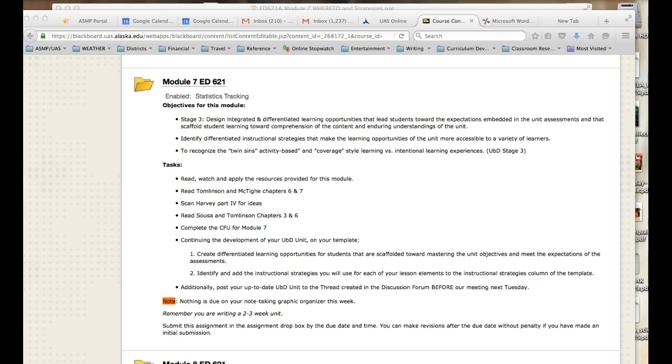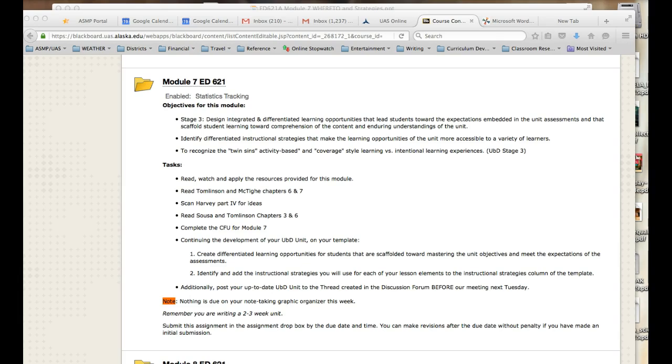The objectives for this module are that you're going to design integrated and differentiated learning opportunities that lead students toward the expectations embedded in the unit assessments, and that scaffold student learning toward comprehension of the content and enduring understandings of the unit. Identify differentiated instructional strategies that make the learning opportunities of the unit more accessible to a variety of learners, and recognize the twin sins of activity-based and coverage-style learning versus intentional learning experiences in UbD Stage 3, which you will get when you read your texts.